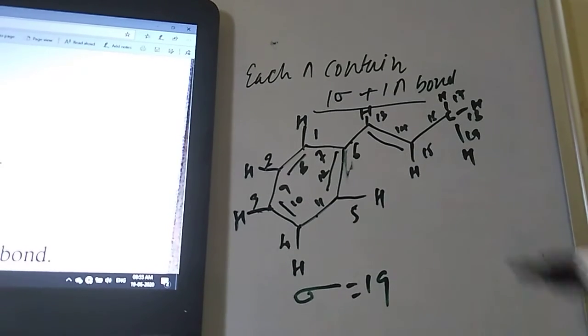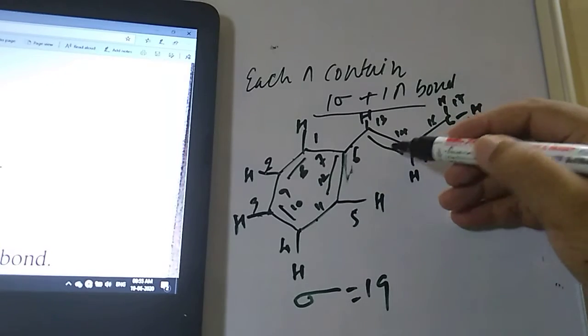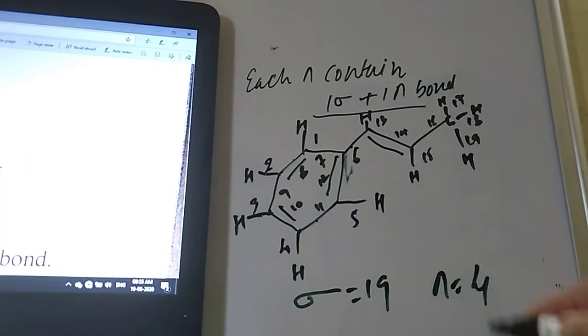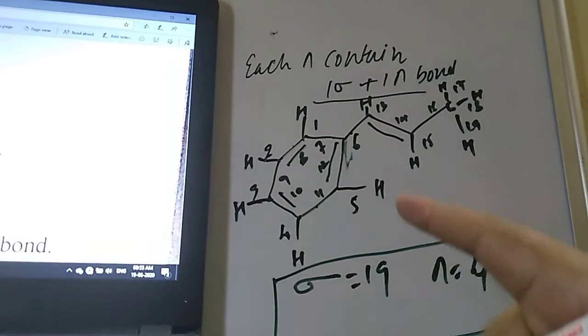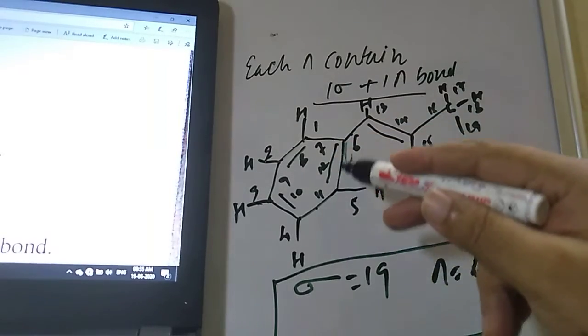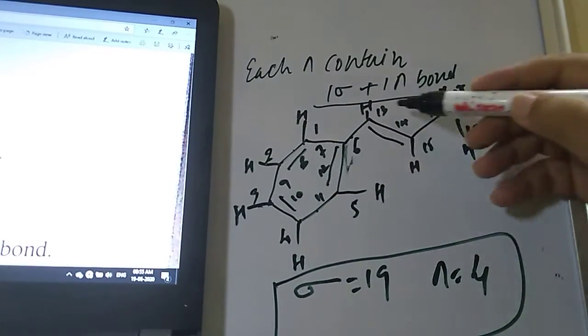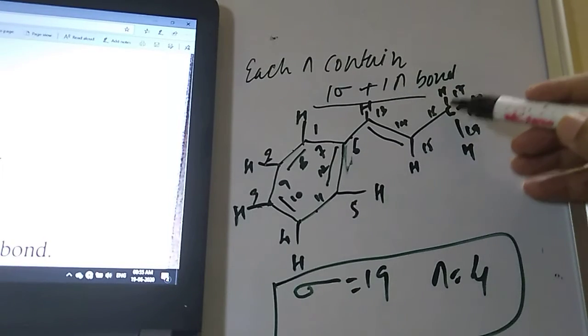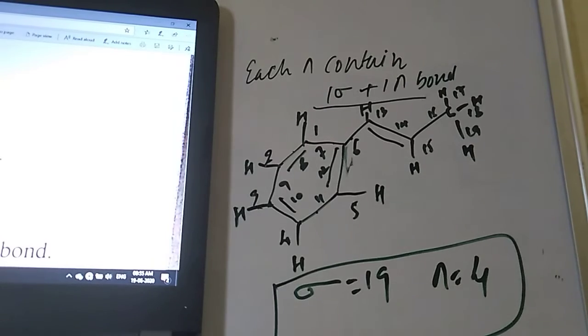Now pi bond, you see, student, in the ring there is a double bond, 3 bonds, and here is a double bond. So pi bond equals how many, student? 4. Dear student, I am again and again telling, each double bond has one sigma and one pi bond. So in the ring 6 single bonds, and outside the ring 6, that is 12. Here 13, 14, 15, 16, 17, 18, and this is 19. Total bonds are 19 sigma bonds and 4 pi bonds.